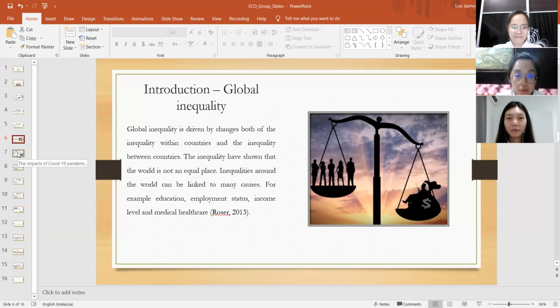inequality refers to the unequal access to all beneficial things in society because of social class, religion, gender, race, age, and nationality. Global inequality is driven by change both of the inequality within countries and the inequality between countries. Inequality shows that the world is not an equal place. Inequality around the world can link to many causes, for example, education, employment status, gender inequality, income level, and medical health care.